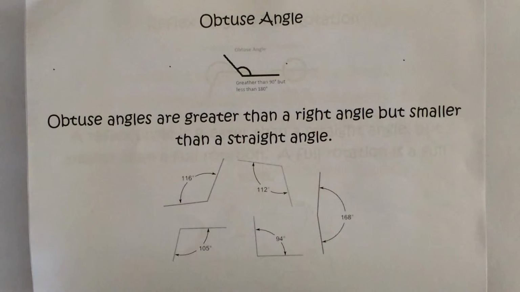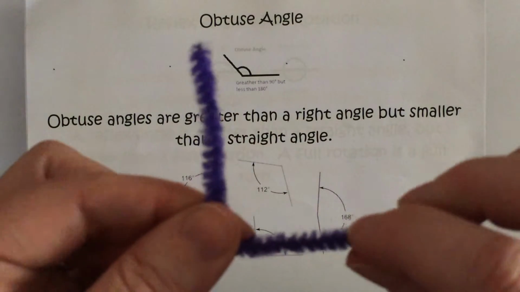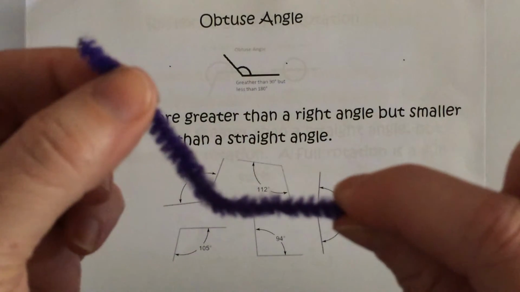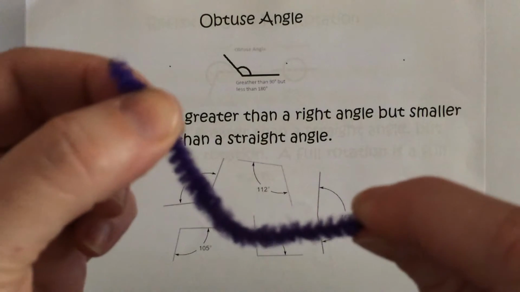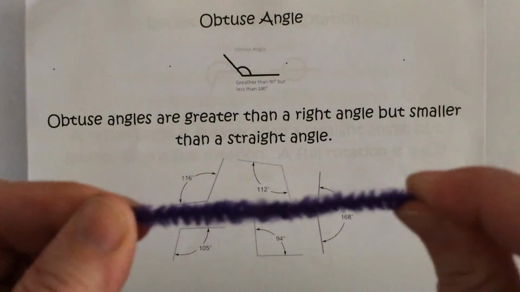Our obtuse angle is an angle that's greater than a right angle but smaller than a straight angle. So if we've got our right angle here again, an obtuse angle is anything greater than a right angle but smaller than a straight angle.